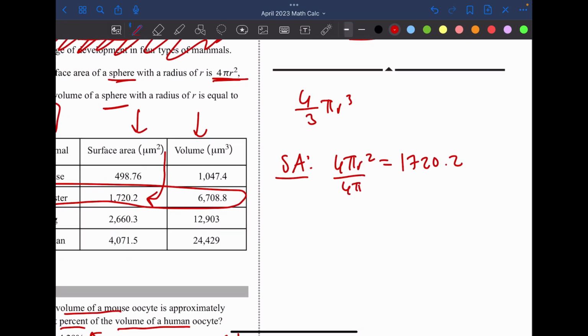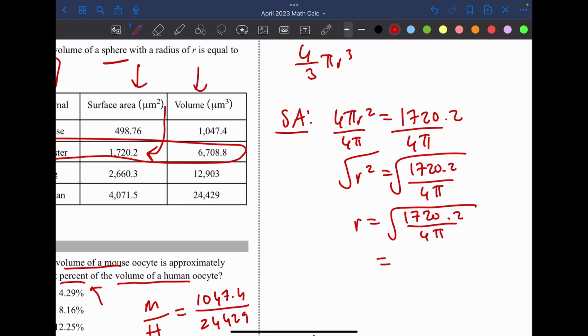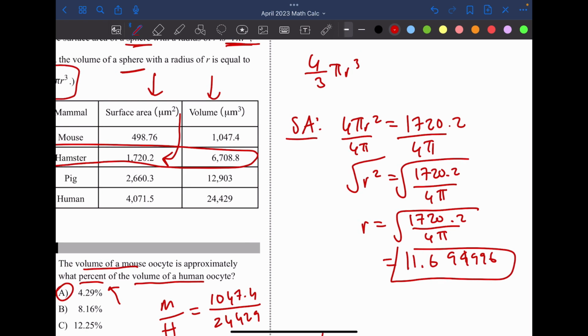Then let's solve for r. First of all, you would divide by 4 pi on both sides, and then you would have that r squared is equal to 1720.2 divided by 4 pi. Last step, square root both sides. So you get that r is equal to the square root of 1720.2 over 4 pi. Let's put this on a calculator. You would take 1720.2 over 4 pi and then take the square root of everything, and you should get 11.699996, something along that line. So that's the radius if you do it from the surface area.